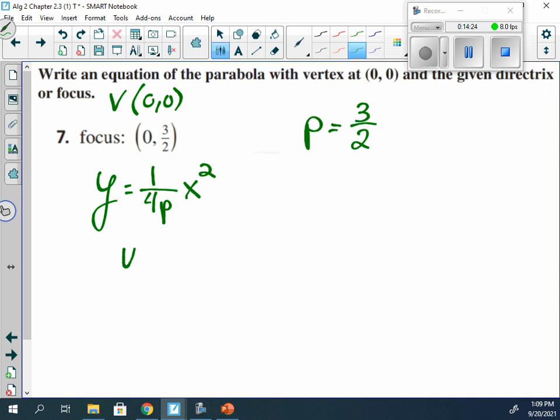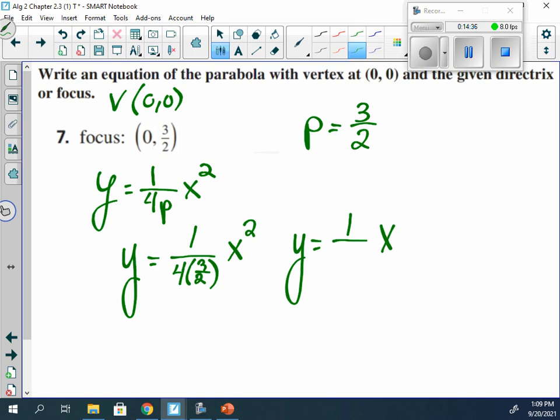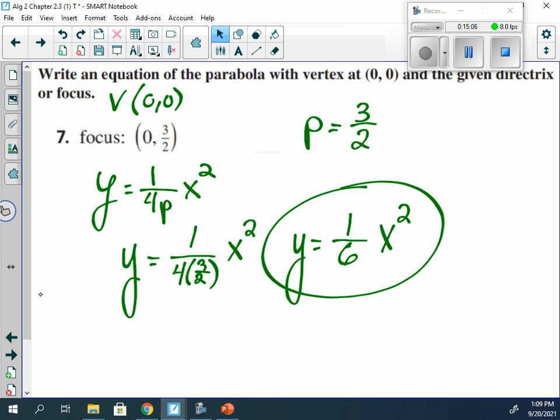Plug it in. Y equals 1/4 times 3/2 times x squared. Four times 3/2 is? So 4 divided by 2 is? Times 3 is 6. So that there is the equation, y equals 1/6 x squared.